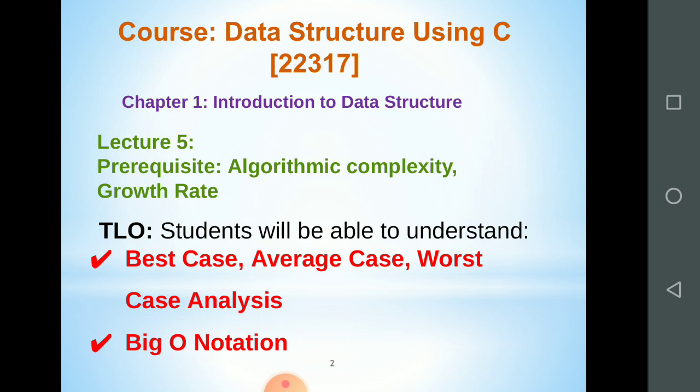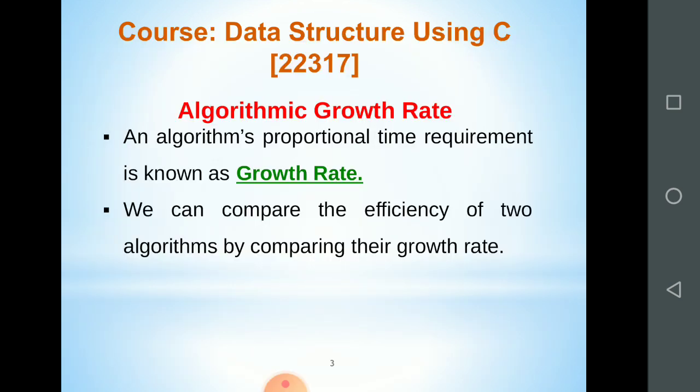Okay, so what is growth rate? An algorithm's proportional time requirement is known as growth rate. This is the definition. An algorithm's proportional time requirement is known as the growth rate. We can compare the efficiency of two algorithms by comparing their growth rates. Now we have to find out which algorithm is better between the two, so we compare their growth rates.